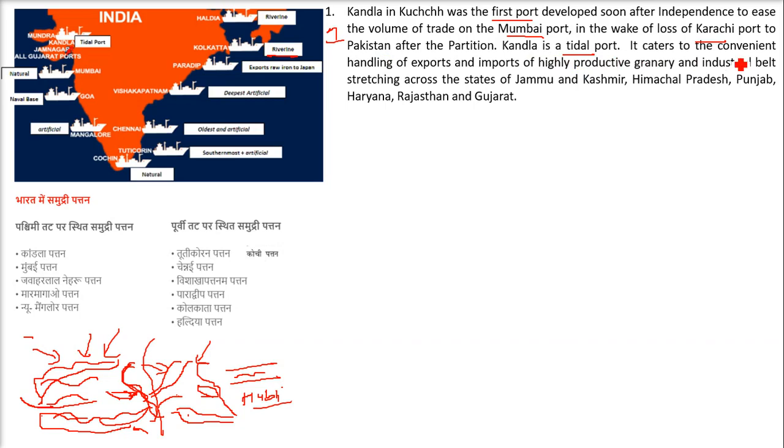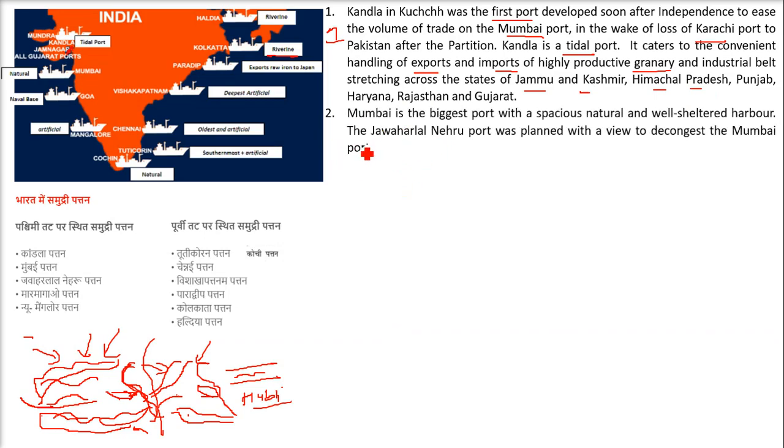Kandla is a tidal port. It caters to convenient handling of exports and imports of the highly productive granary and industrial belts stretching across the states of Jammu Kashmir, Himachal Pradesh, Punjab, Haryana, Rajasthan, and Gujarat. Then comes Mumbai. Here is your Mumbai. This is the biggest port.